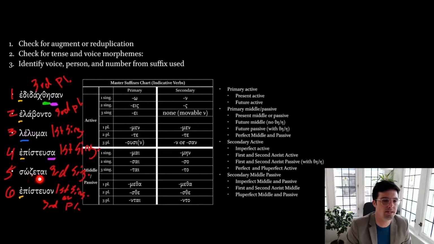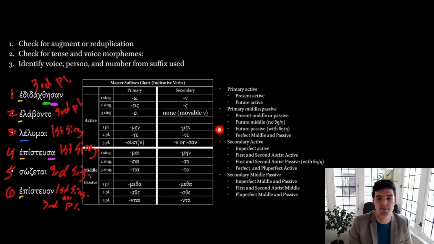And then sodzatai, remember we don't have anything in front of it, and when we don't have a reduplication or an augment, we know that we're either going to have present or future. To determine whether it's present or future, we'd have to see if we have any tense or voice morpheme. We don't. There's no sigma here to indicate the future tense. So we know that this is going to be present indicative, and then we look at this tai ending and find it over here as a primary middle passive suffix.